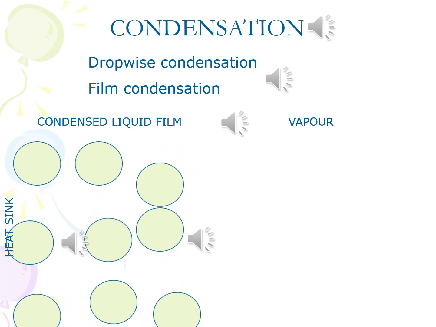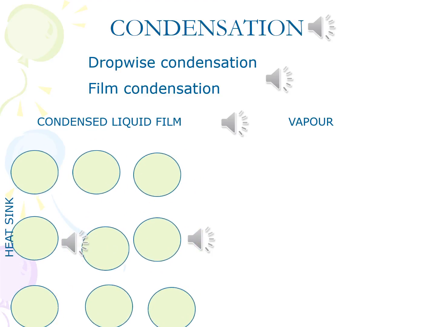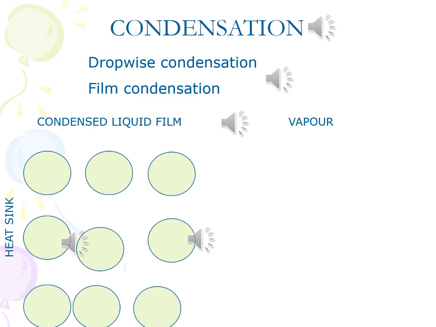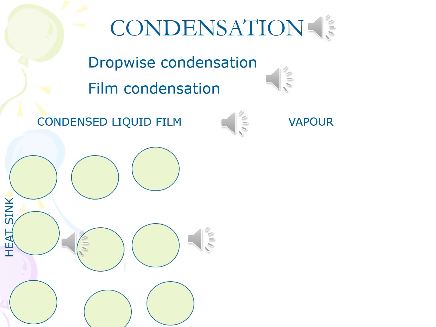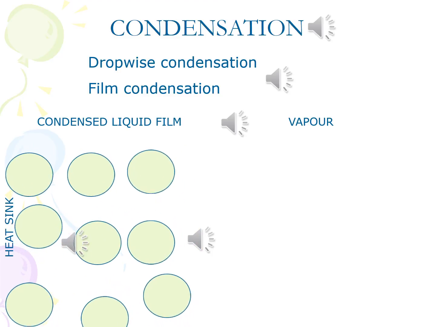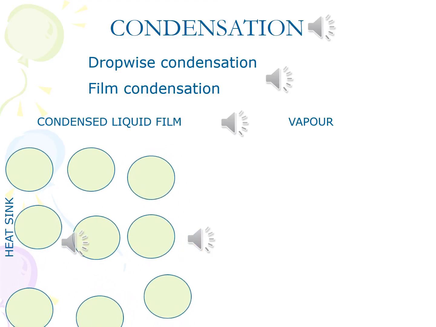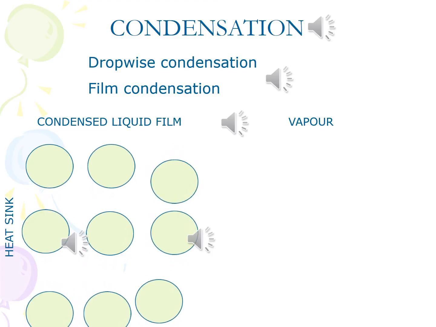As you see, the latent heat, liberated from the vapor molecule when it condenses, then moves through the liquid film to the surface, which is at a temperature lower than the saturation temperature. This happens due to the conduction heat transfer mode. When the heat reaches the surface, it is removed by the heat sink.